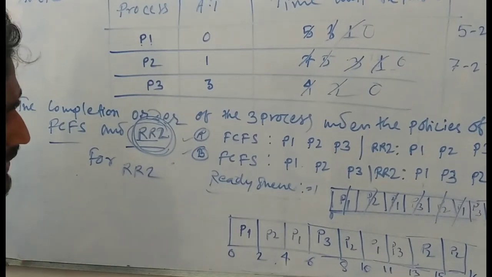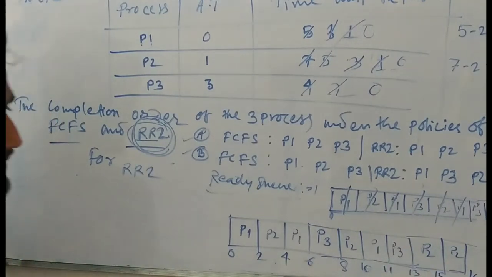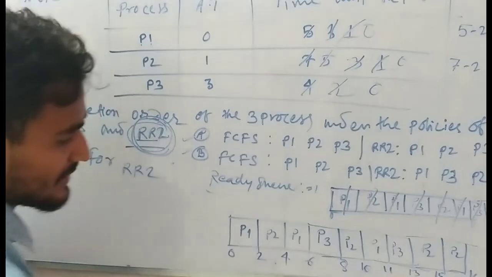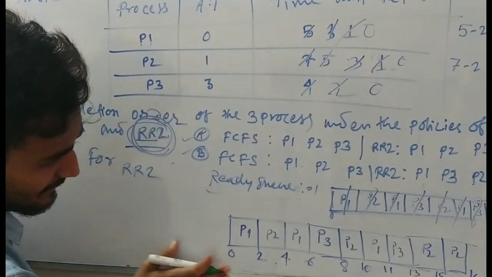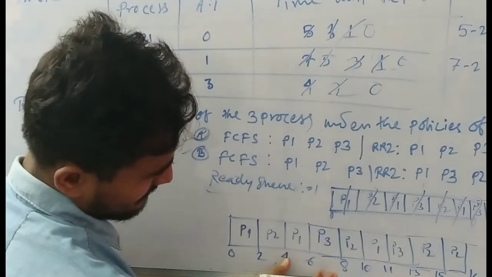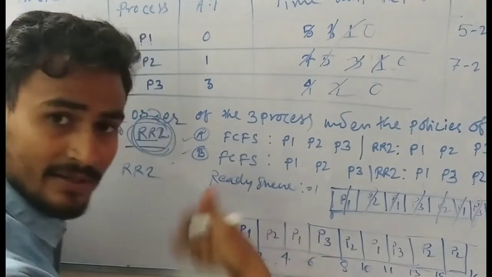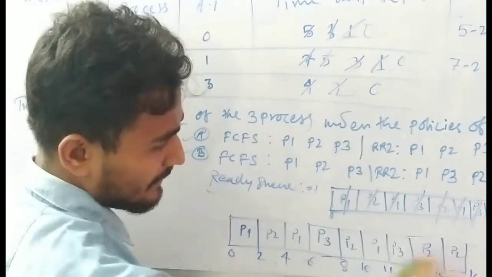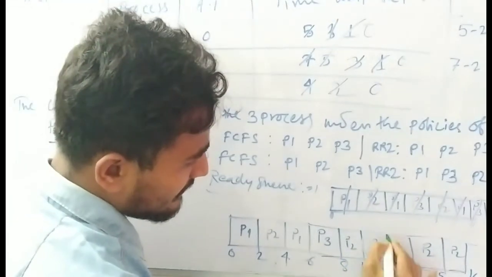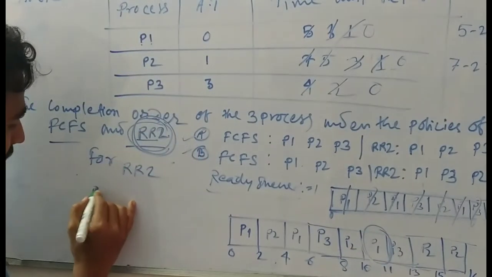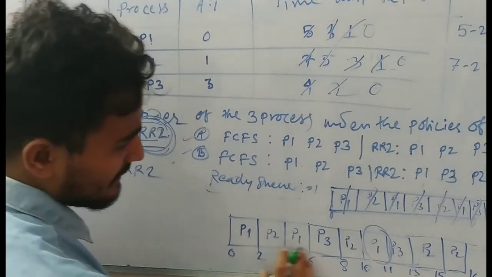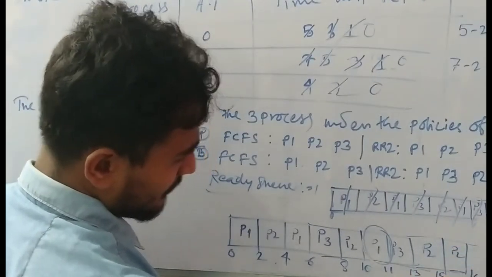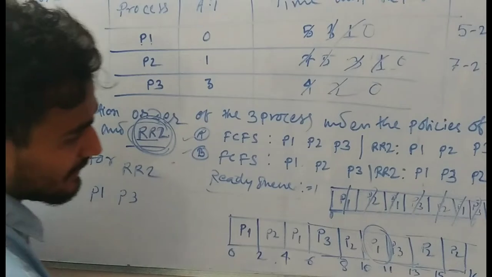So what is the completion order of the round robin 2 scheduling algorithm? Which is actually completed first in this running queue? Just checking which is completed first. Okay, P1, P2, P1 continuing another time, P3, P2. P1 is complete at time 11. So P1 completes first. Then P3 completes second, and then P2.